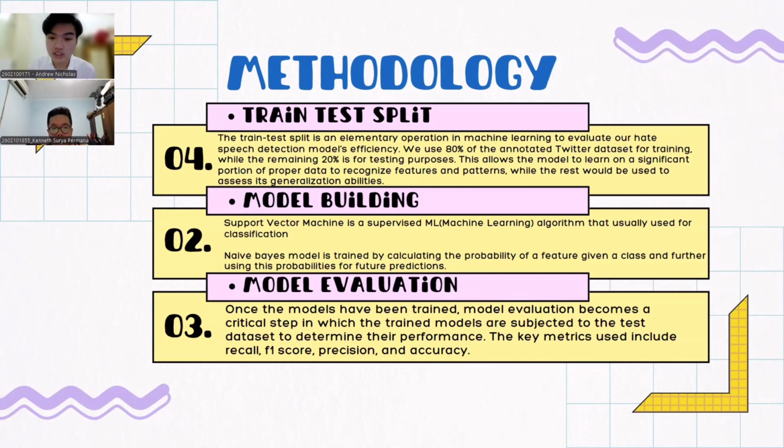Once the models have been trained, model evaluation becomes a critical step in which the trained models are subjected to the test dataset to determine their performance. The key metrics used include recall, F1 score, precision, and accuracy.